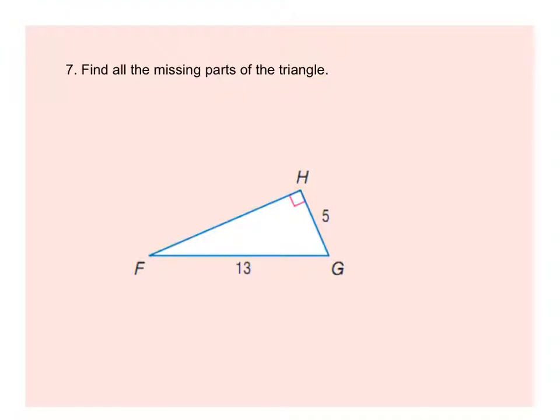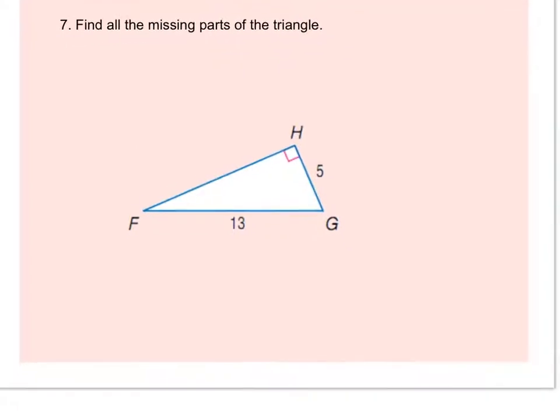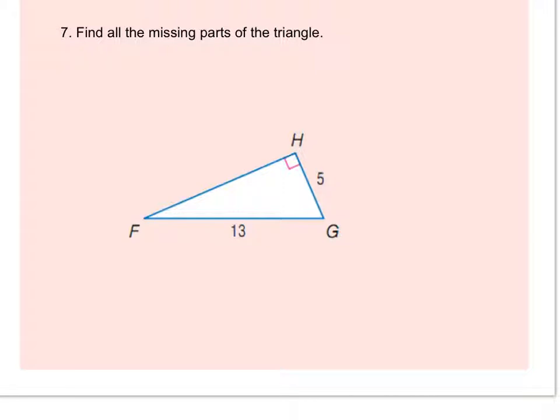All right, so I got to find all the missing parts of the triangle. So this is kind of what I'm talking about. Figure out all the angles, figure out all the sides. So let's start off simple here. Let's figure out FH, this length right here. Okay, so it's simple. It's still a right triangle, which means I can still use Pythagorean theorem.